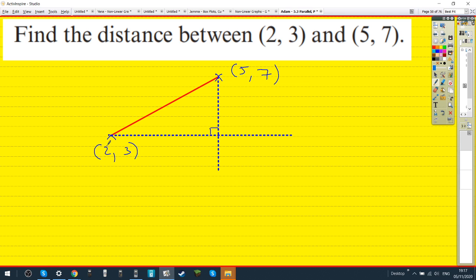It goes from 2 across to 5 across. So it'd be 5 minus 2. Yep. Which gives you 3. And then it'd be 7 minus 3. Yep. Which is 4. And then are you just supposed to add them together?